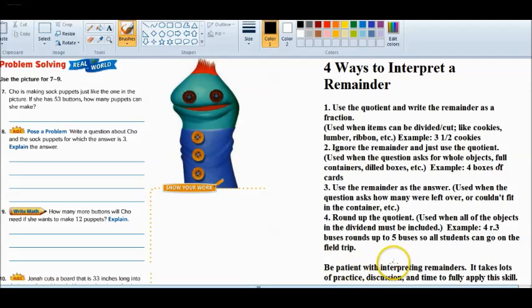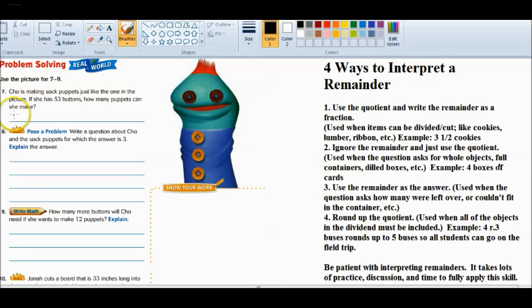You have to be patient with interpreting remainders, guys. It takes lots of practice, discussion, and time to fully apply this skill. So we're going to be working with it over time. We're going to be focusing on it today, but basically it's going to take us a while.